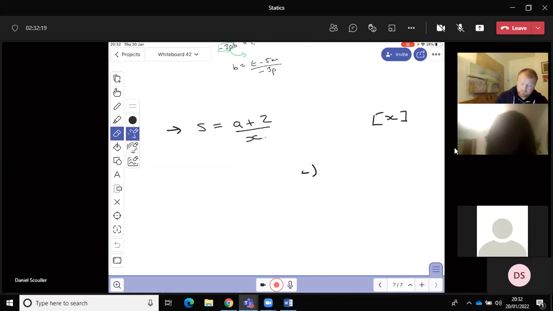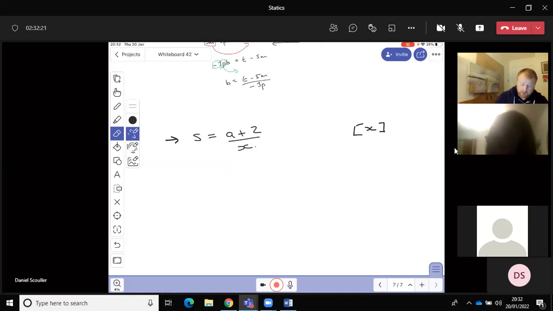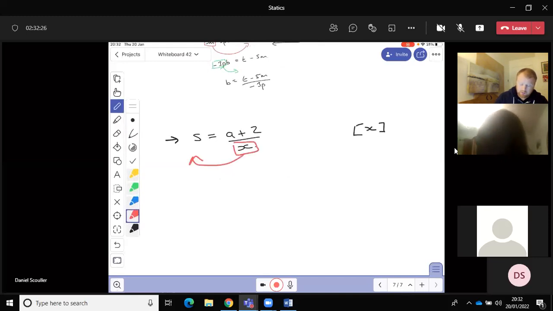What I'm going to do here, first step I'm going to do is take that X and actually move it over to the left hand side and leave the A plus 2 on the right hand side. Okay, so it's a divide on the right hand side. If I move that over with the S, it becomes a multiple. It becomes XS equals A plus 2.